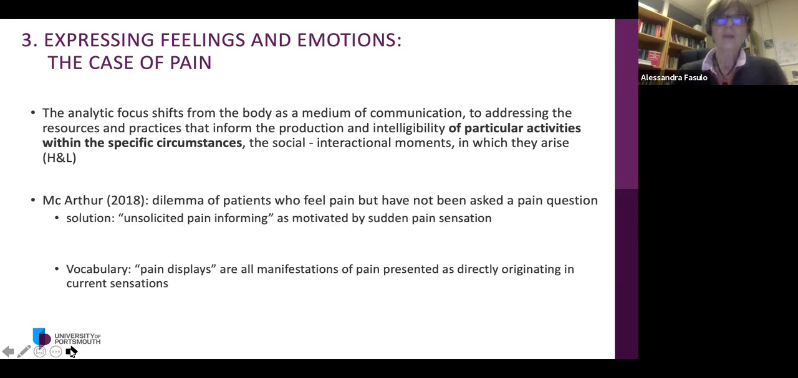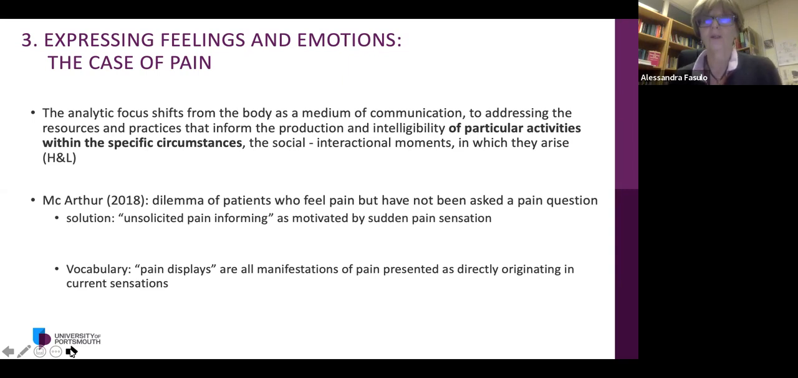So what MacArthur's paper tells us is the story, much more specifically, about the dilemma of patients who feel pain during an encounter, but they have not been asked a pain question. Why is it a dilemma? Because to put pain on the table, as she says, means that the doctor hasn't asked the question and therefore is not doing something that he or she should be doing.